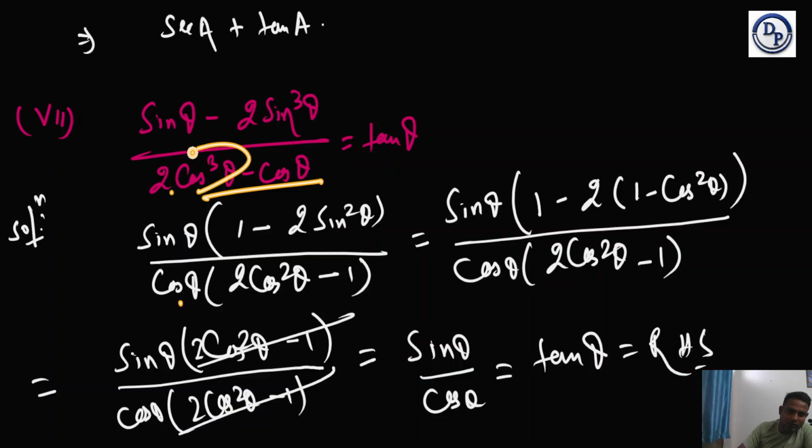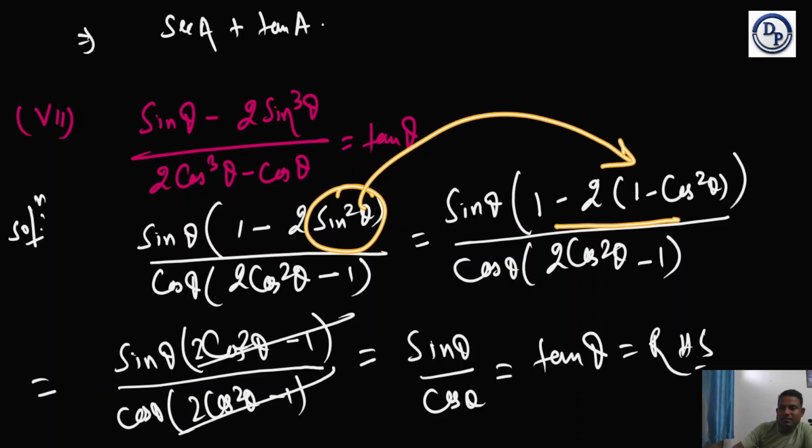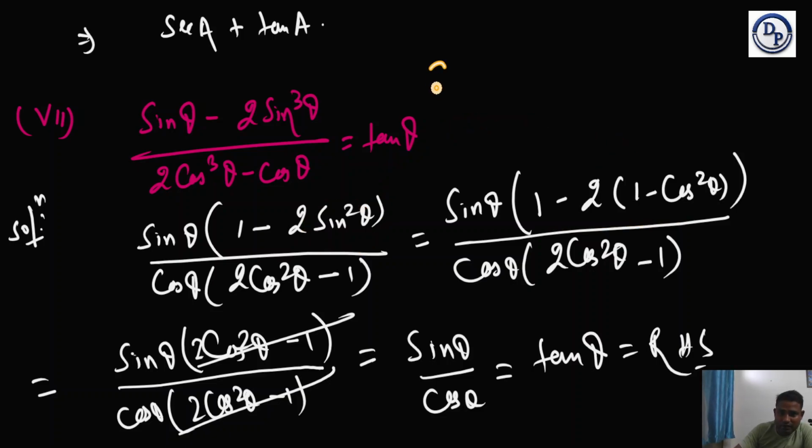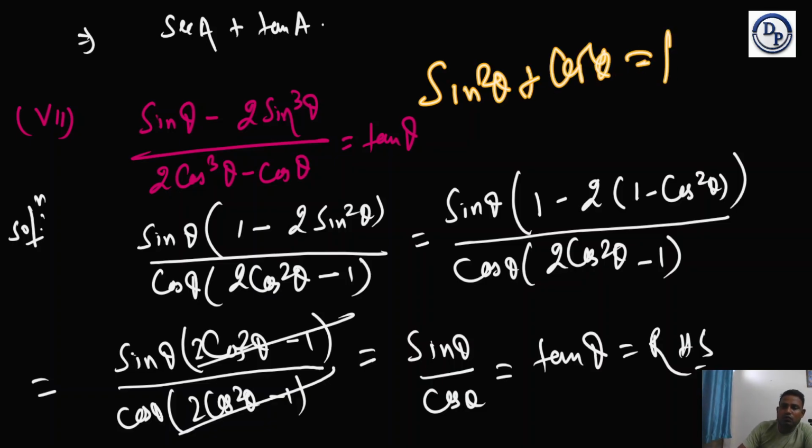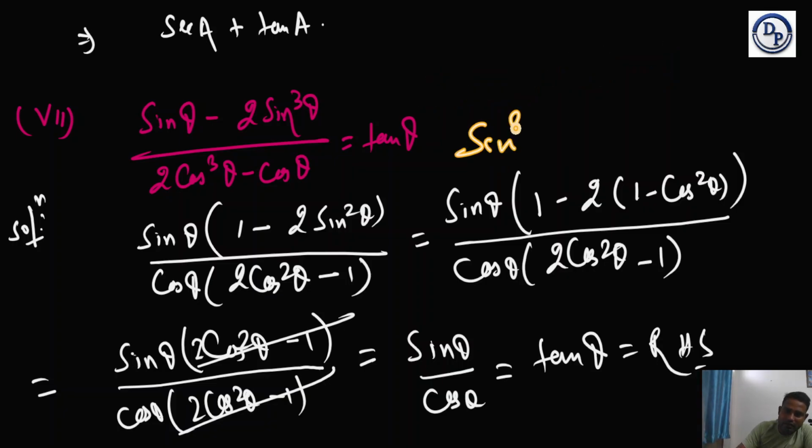So we'll have 2 cos square theta, because from the cube one came out. 2 cos theta, and cos theta completely came out. So one is left here. Okay. So now this is what we have done. Now in the place of sin square theta, I can write 1 minus cos square theta. Why? Because we know that sin square theta plus cos square theta gives us 1. So in the place of sin square theta, I can write 1 minus cos square theta.